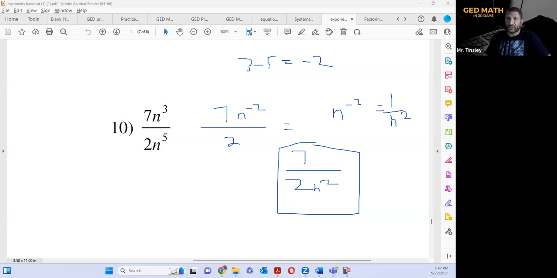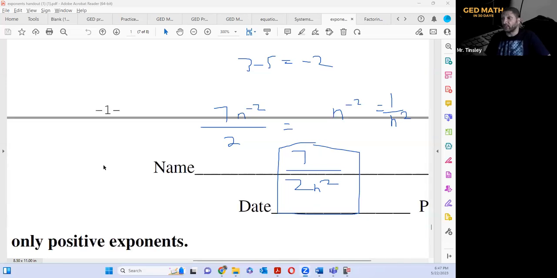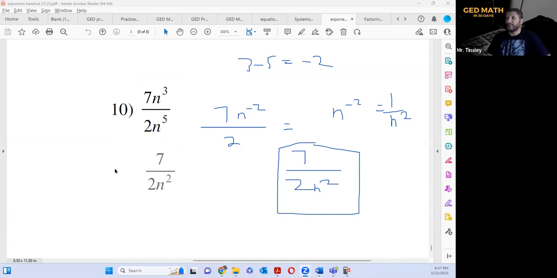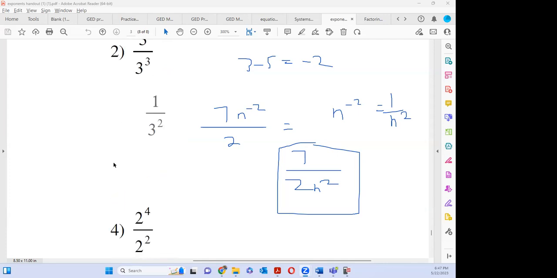Okay. And just to prove it to you, let's go to number 10. See that? 7 over 2n squared. You changed it. You must know your exponent rules.